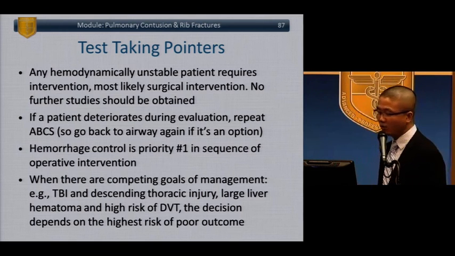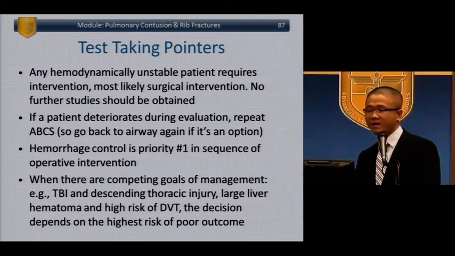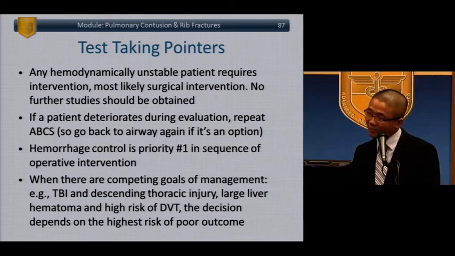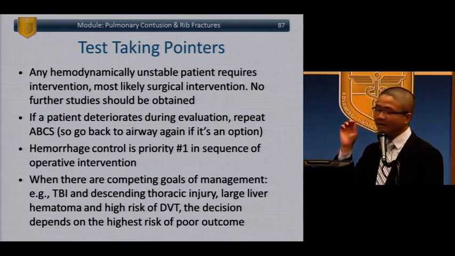When there are competing goals of management, and there will be more examples of this as we go through questions for the next module, my example there is very classic. You've got a traumatic brain injury patient, a widened mediastinum subsequently diagnosed as a descending thoracic injury, a large liver hematoma and a high risk of DVT. You have a decision. The decision then depends on what is the highest risk of poor outcome, and then you've got to fix that first, right?